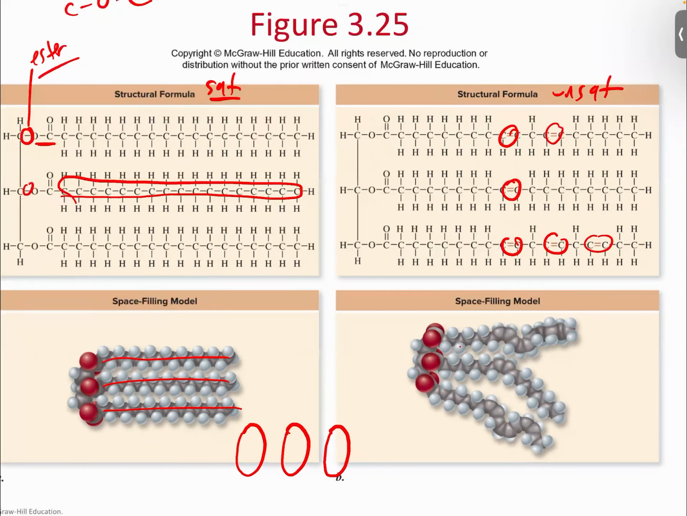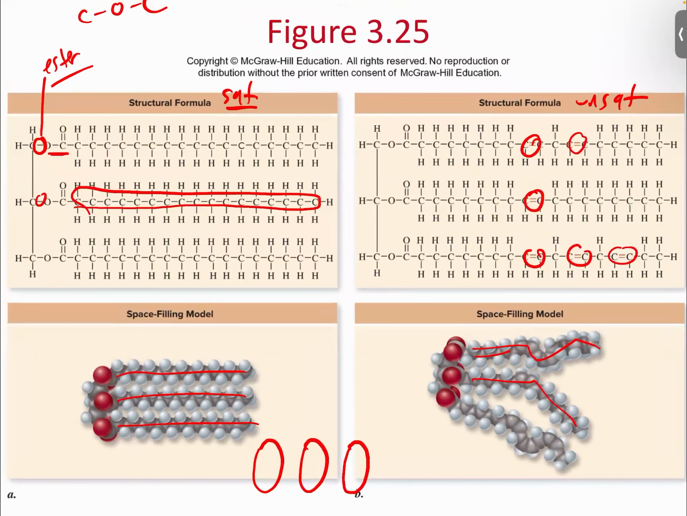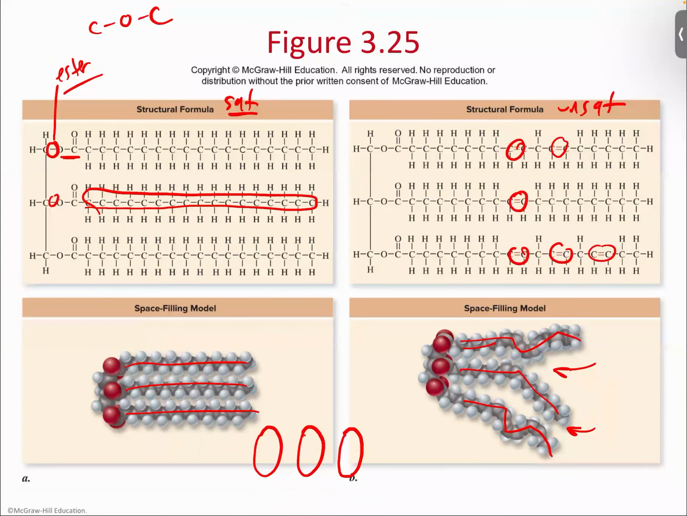You can see how it forms a little kink in the tail every time it runs into a double bond. And you can see there's extra space because those tails get in each other's way. They can't pack in nice and tight because they're cramming into and elbowing each other in the ribs. So they don't pack as tightly together.